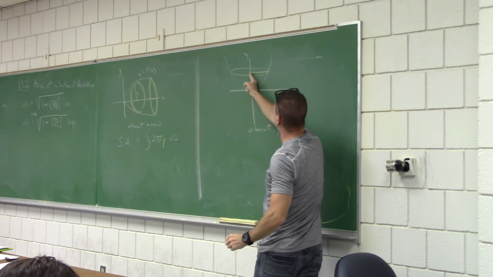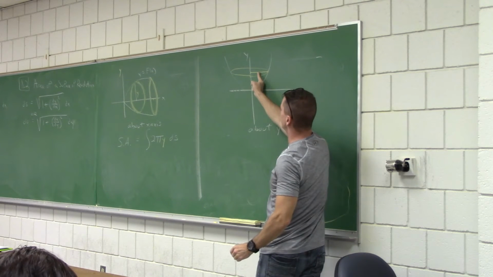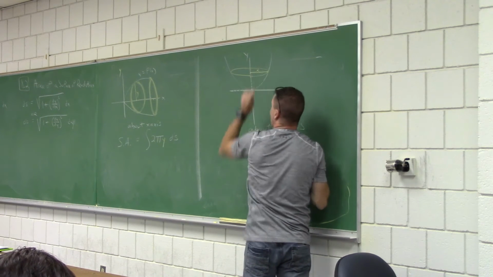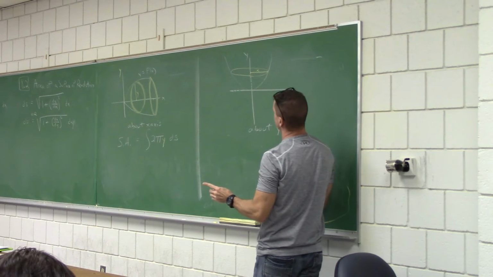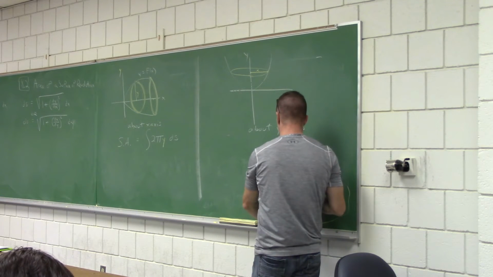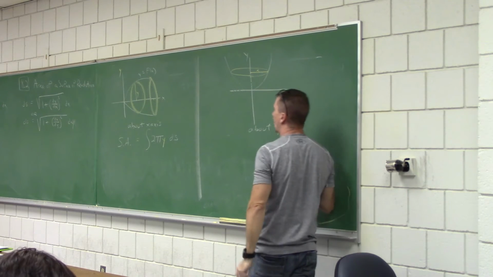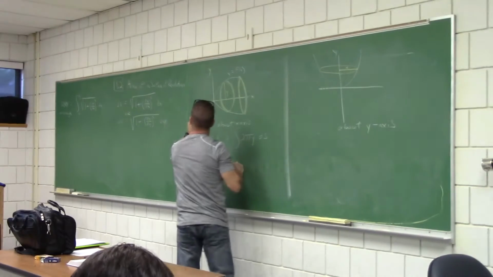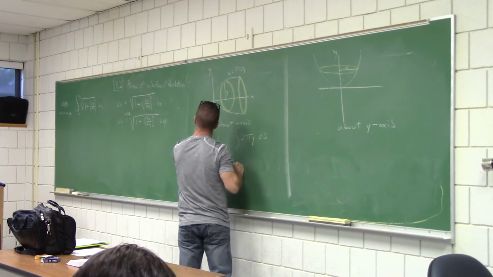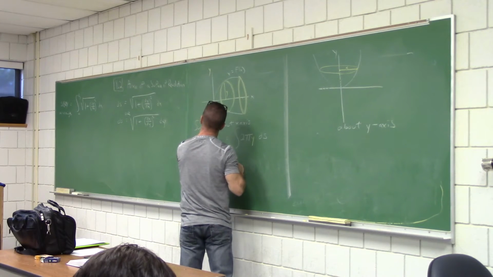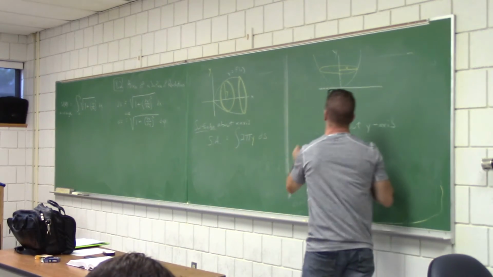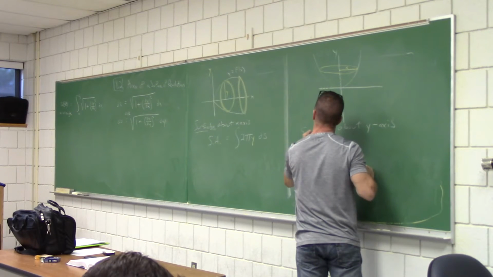Well, what's that distance from there to there? That's not y, that distance is x. So the radius now will be x. And so what would give us the surface area when some curve gets revolved about the y-axis? 2 pi x ds. You got it? Excellent. This would be surface area.